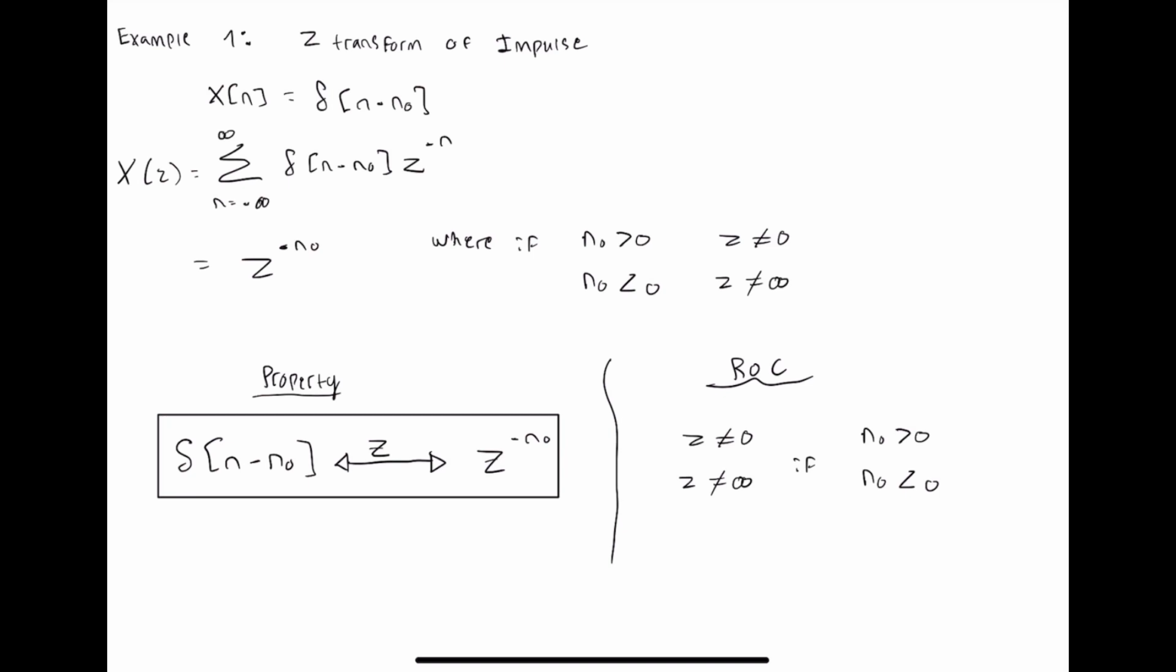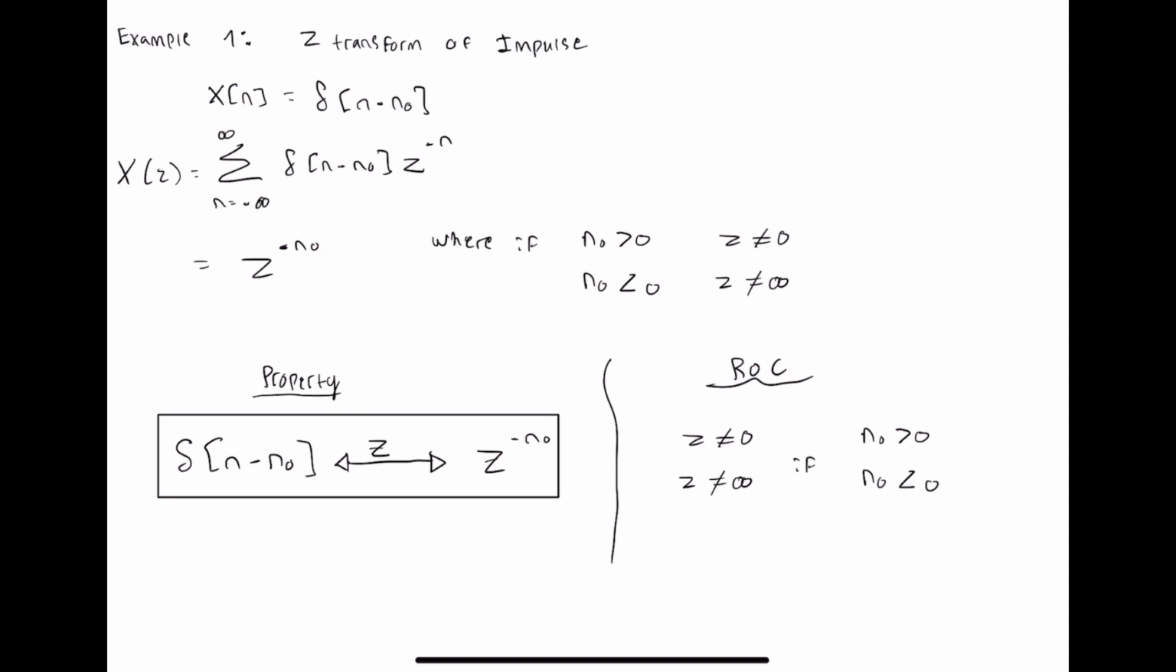In this example, we'll be taking the z transform of our impulse. And so we define our impulse with some delay, and when we use the z transform definition to find our transform, we know that multiplying the impulse by this function z to the negative n is nothing but our function defined at where our impulse is, which in this case is n naught. And so our z transform is defined as z to the negative n naught.